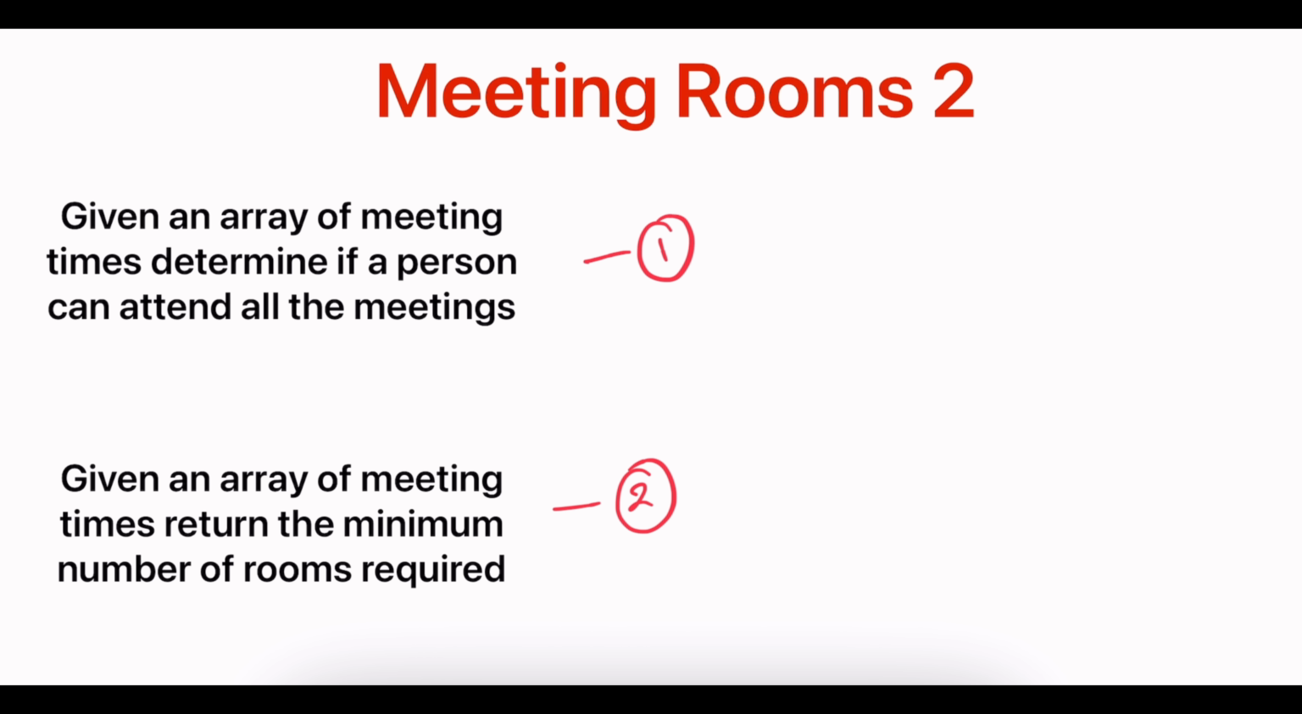The first problem is quite straightforward, and here we are given an array of meeting times and we have to determine if a person can attend all the meetings. And the second question is we have to return the minimum number of rooms required to attend all the meetings.